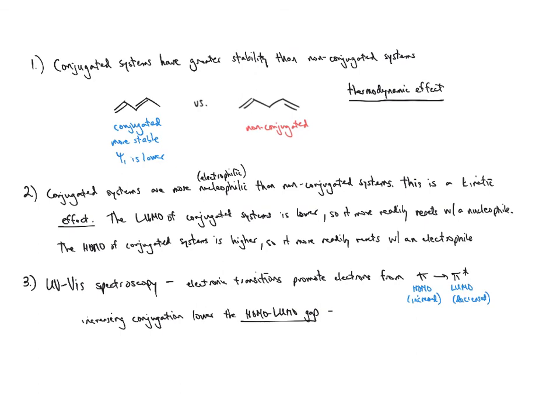Right? So the HOMO-LUMO gap is the wavelength, energy needed, right, to promote the electronic transition. All right, so if the increasing conjugation lowers the HOMO-LUMO gap more and more and more, that wavelength needed to promote the electronic transition gets longer.